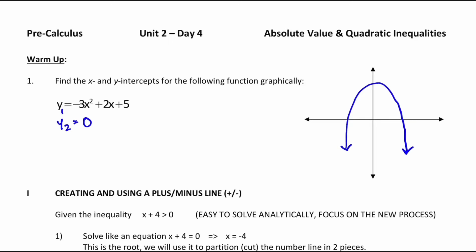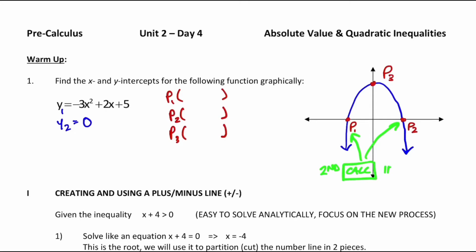And I need to identify 3 points, P1 and P2, which will be my two roots, and then my y-intercept P3. All right, so let me just jot down the information. You always have to label your coordinates, P1, P2, P3. Well, to find P1 and P3, you're going to do second calc intersect. I wish I could show you the graphing calculator, but unfortunately I can't in this application. But it's going to ask you for the first graph, second graph, guess, hit enter 3 times, and it's going to give you the intersection. And it'll specifically say intersection.